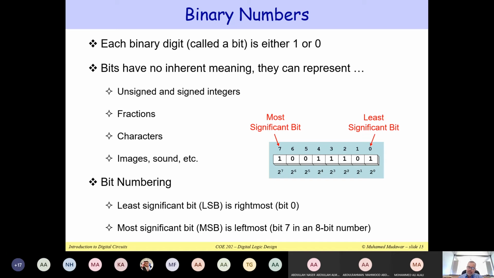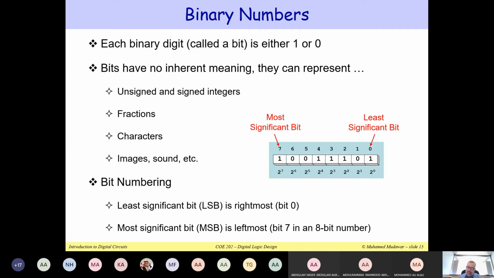Okay, so the least significant bit appears to the right, the most significant bit appears to the left. Since we start at 0, the most significant bit will be 7 if we are using an 8-bit number. Now, each bit has a weight. It has a position and it has a weight.